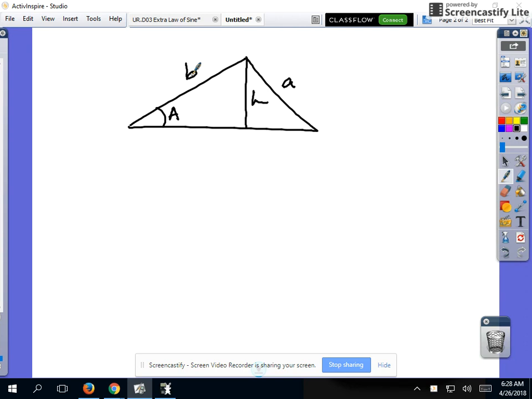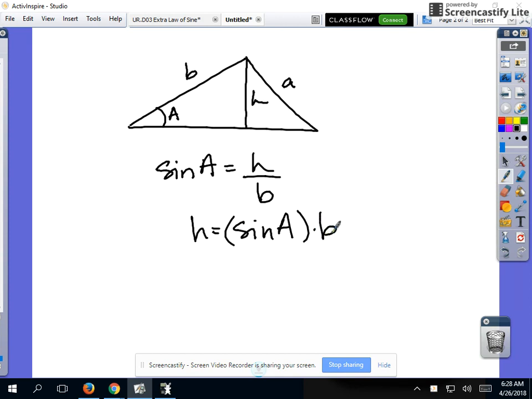To find H is just right triangle trig. So you're going to say sine of A equals H over B. Remember, A and B are given as values. So if we want to solve for H, it's going to equal sine of A times B. Okay, so that's what we're going to test out to decide which of the three possibilities we're going to see in this situation.